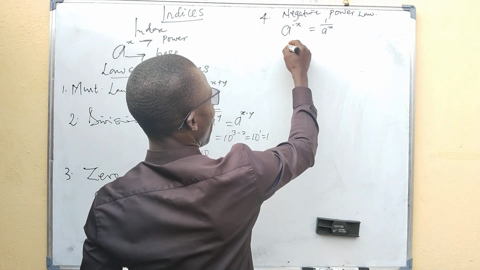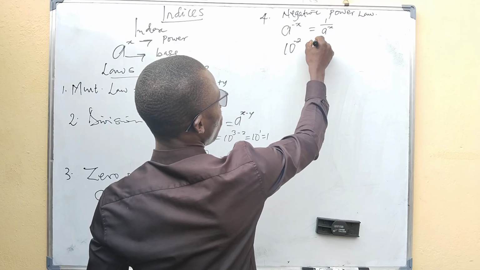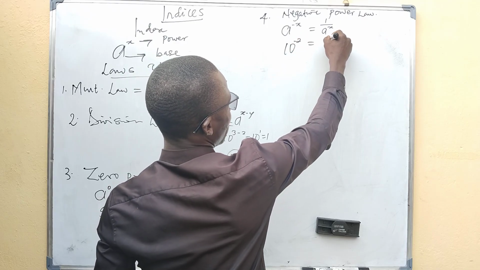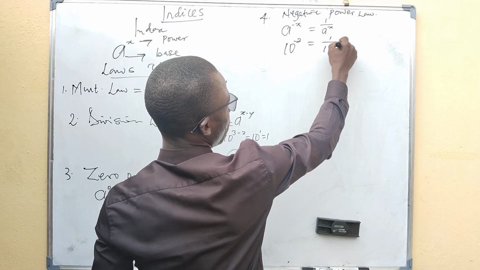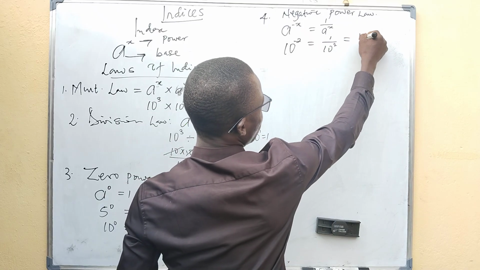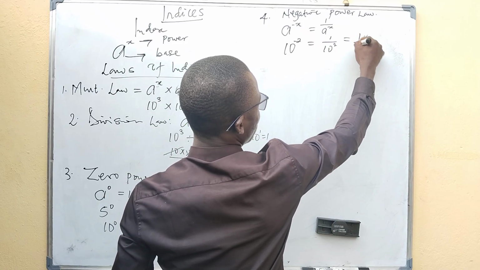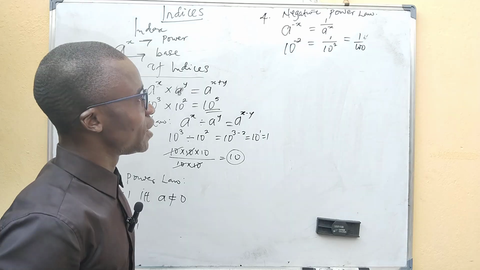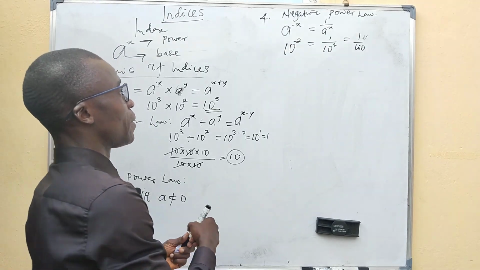Now, what that means is if I have 10 raised to power minus 2, what will that be? It will be 1 over 10 raised to power 2, which is the same thing as 1 over 100. Okay, so that's it. That is how it works. So we'll soon apply it.